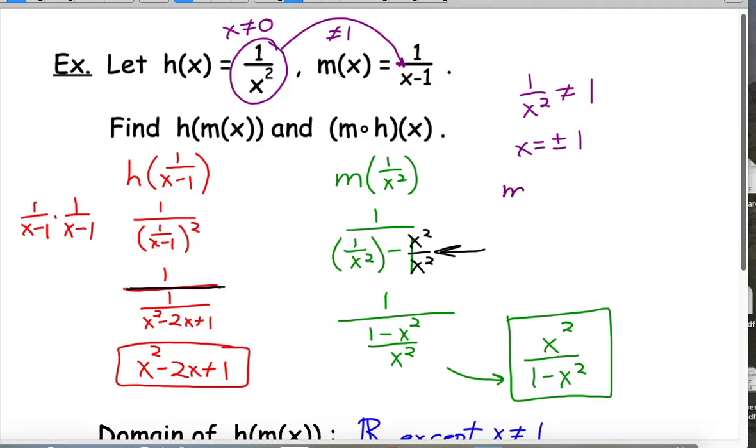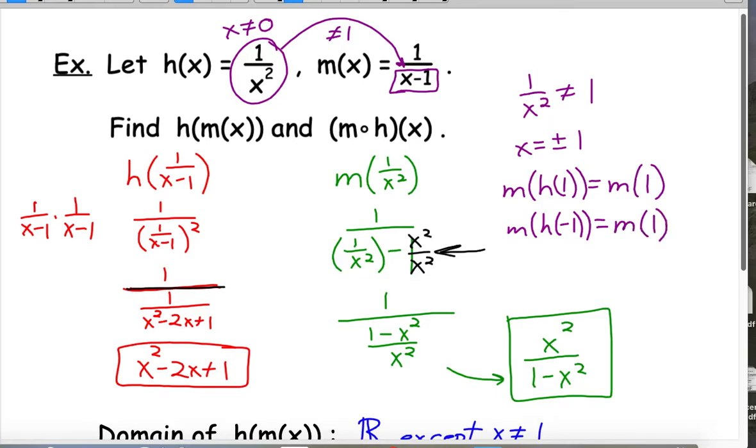So if I did m of h of 1, then that would equal m of, when I plug 1 into h, I get 1. And I can't do m of 1, because that causes a divide by 0. And likewise, if I did m of h of negative 1, that would cause a problem too, because it would output a 1, and I can't send 1 to m, because I get a divide by 0.